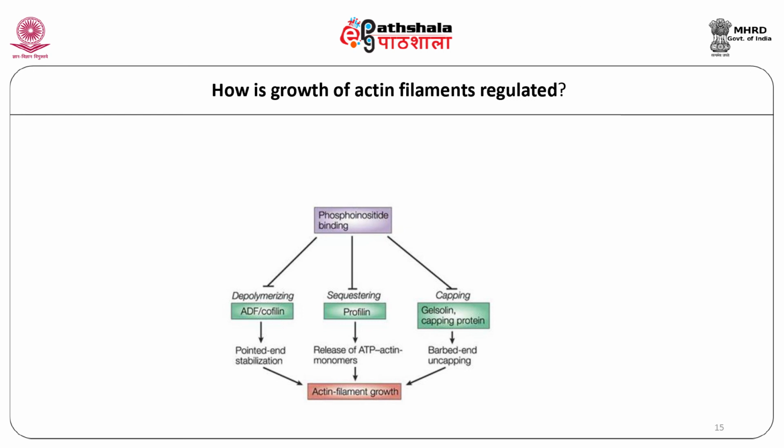Inactivation of cofilin reduces pointed end depolymerization. Inhibition of profilin releases ATP bound actin monomers, which therefore become available for barbed end polymerization. Inhibition of gelsolin and capping protein liberates free barbed ends, which allows filaments to elongate. So, the binding of phosphoinositides to these actin binding proteins favors the growth of actin filaments.